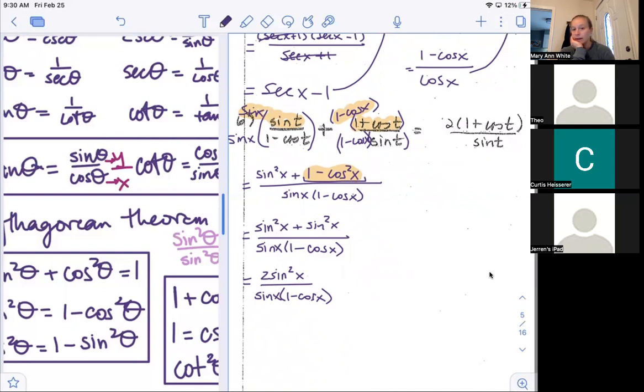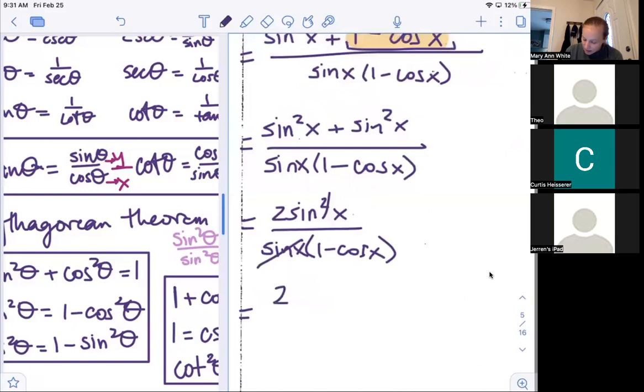One thing I'm probably going to do is cancel. I've got 2 sines on top and 1 sine on bottom. I am going to cancel that out. I know some of you might not have said that because I want a sine in my denominator, but I promise that like later on, I'm going to be able to get one back. So let's cancel my sines out so I don't have too many pieces here. So I can make that 2 sine on top over 1 minus cosine on bottom.